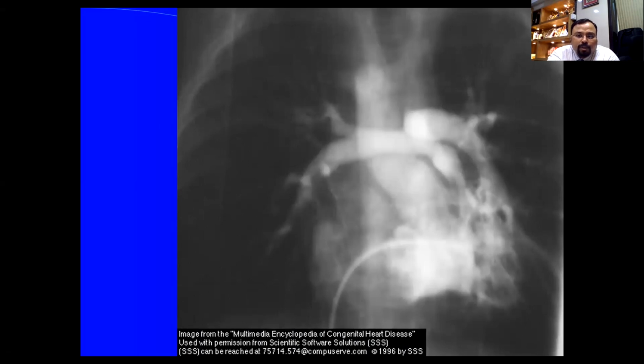This is an RV angiogram, cath procedure, which shows TGA. So you will see a large aorta on the left side, which is arising from the right ventricle, and parallel to that, on the right side you will see the pulmonary artery, which is bifurcating on your right side. So this is TGA with VSD.